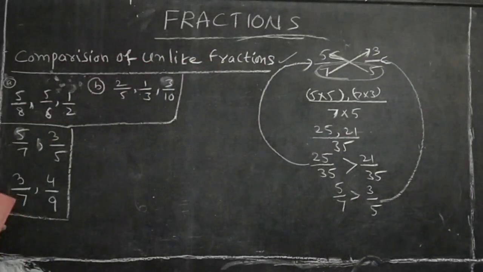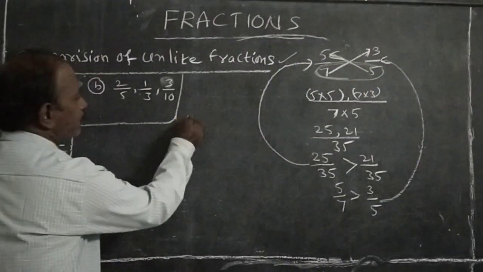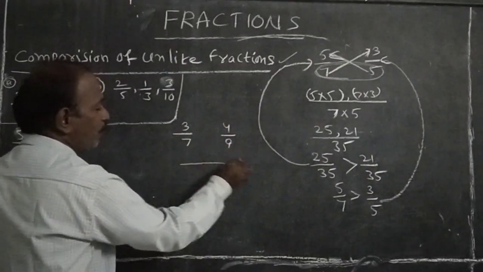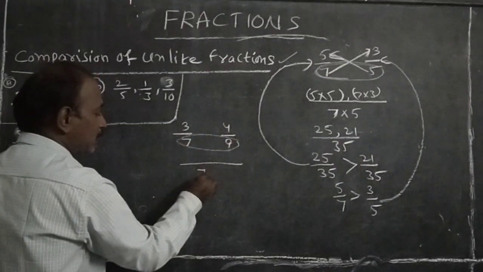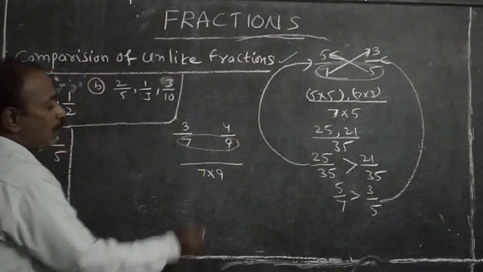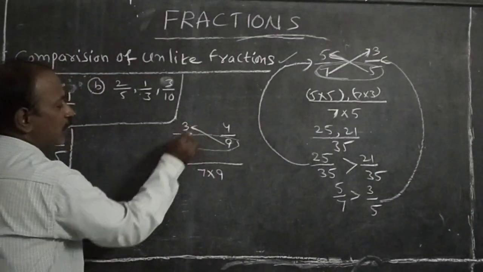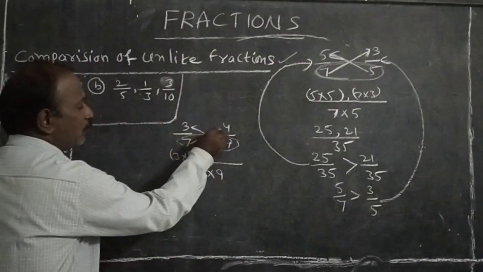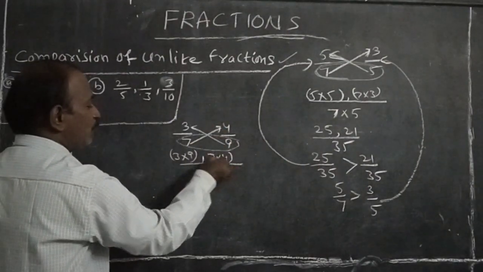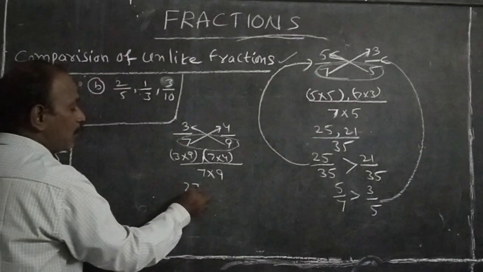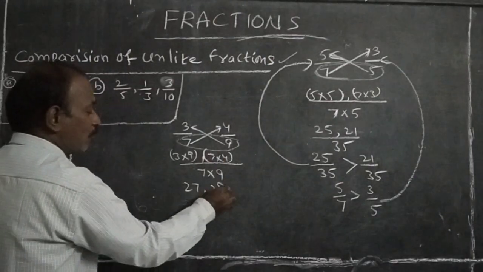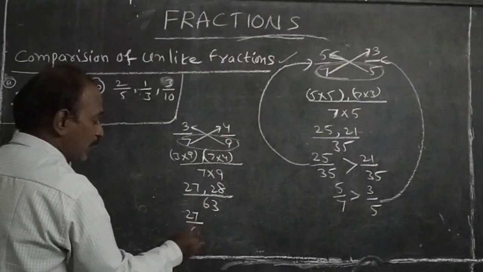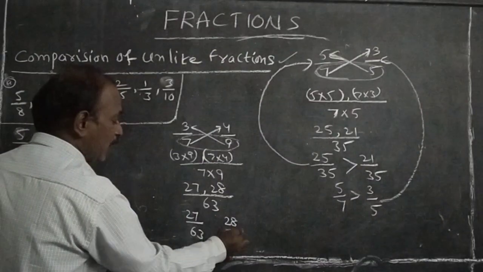Suppose we take 3 by 7 and 4 by 9. First step is to multiply these two denominators, 7 into 9. Next, the second denominator to the first numerator, 3 into 9. Then the first denominator to the second numerator, 7 into 4. 3 nines are 27, 7 fours are 28, over 7 nines are 63. So 27 by 63 and 28 by 63.